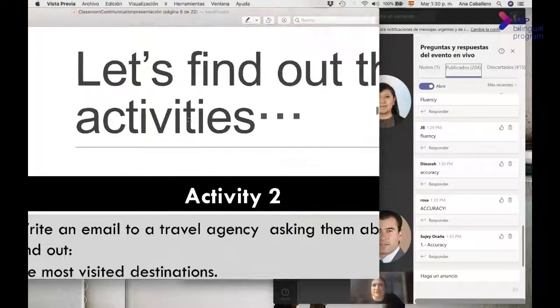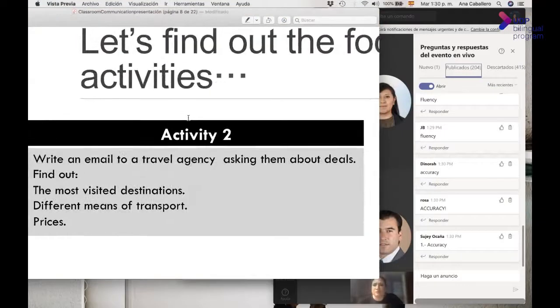Activity number 2. Write an email to a travel agency asking them about deals. Find out the most visited destinations and different means of transport and prices. Accuracy or fluency? Come on, give it a go.